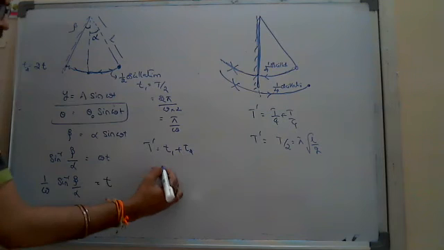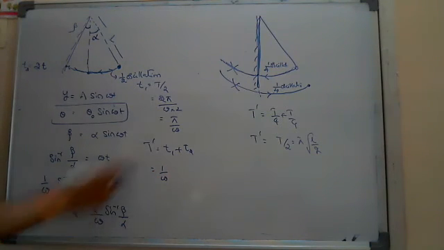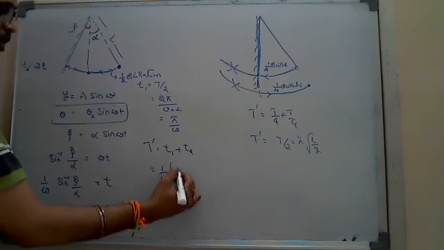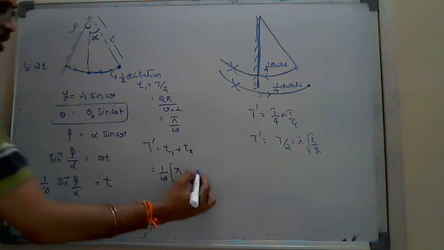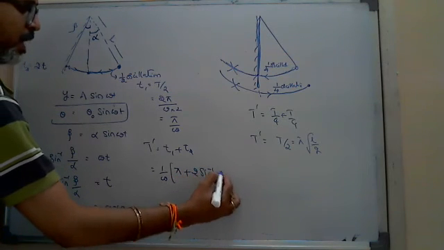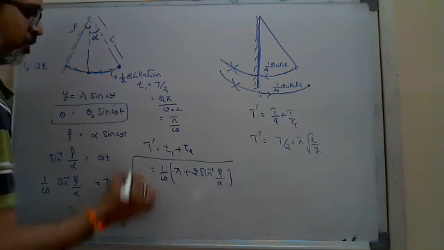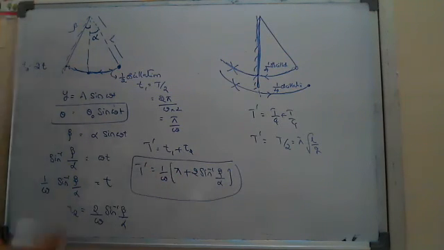Here 1 by omega is common in both. Then I can write pi plus 2 sine inverse beta by alpha. This is the time period if they give the angular amplitudes in that question. So this is one model related to angular amplitude.